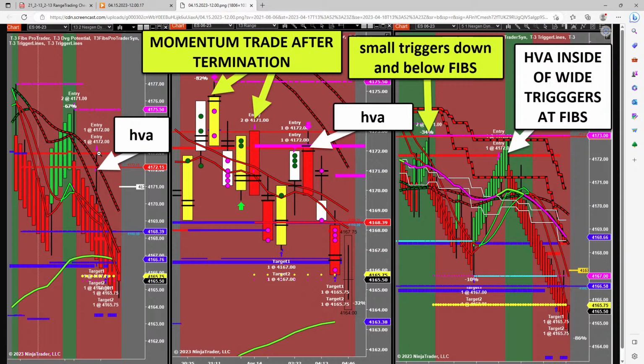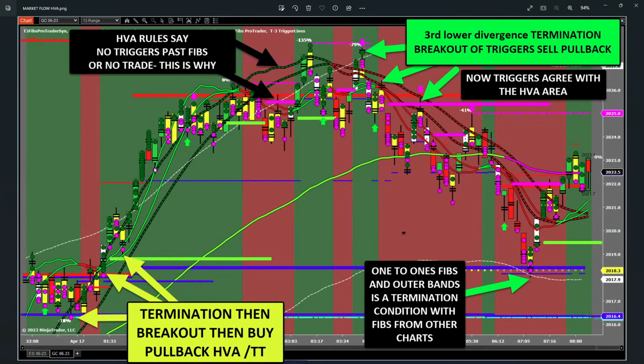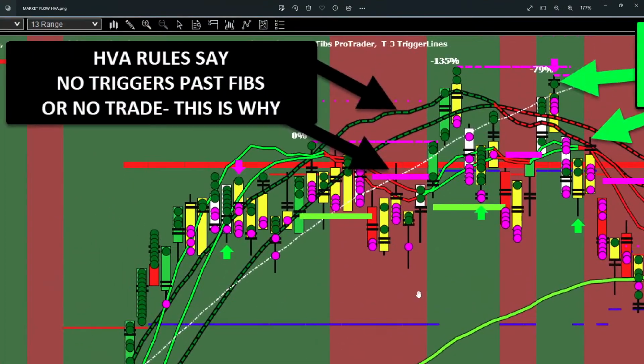Where there's no triggers above the fibs. Over here, there's triggers above the fibs. Over here, there's no triggers above these fibs. Again, that's a really big difference. This was the picture that we were looking at. Triggers above the fibs is basically financial suicide.